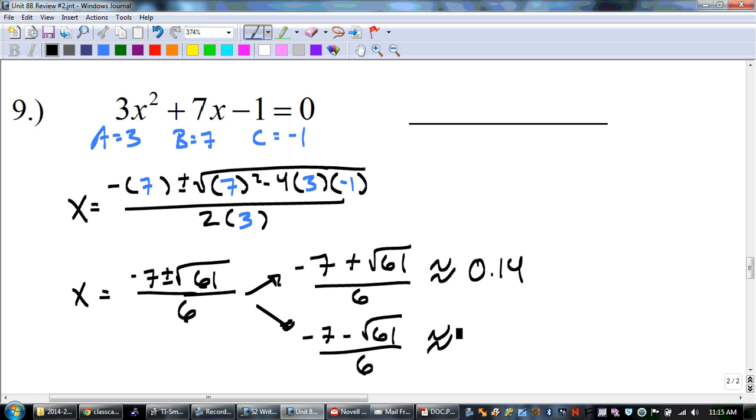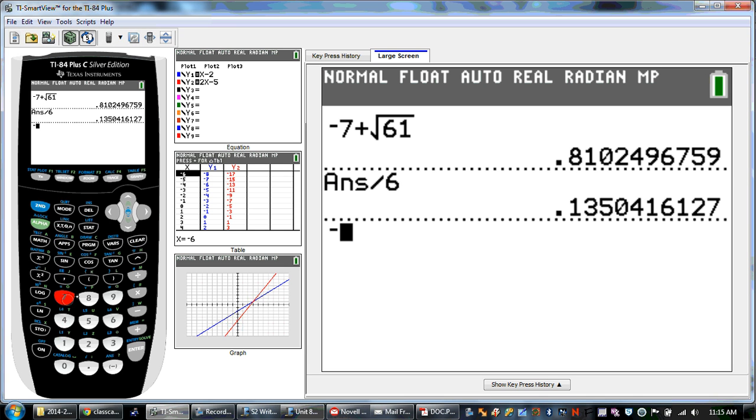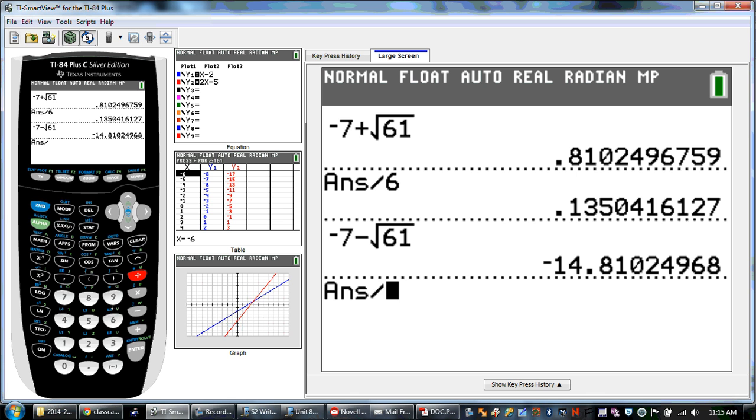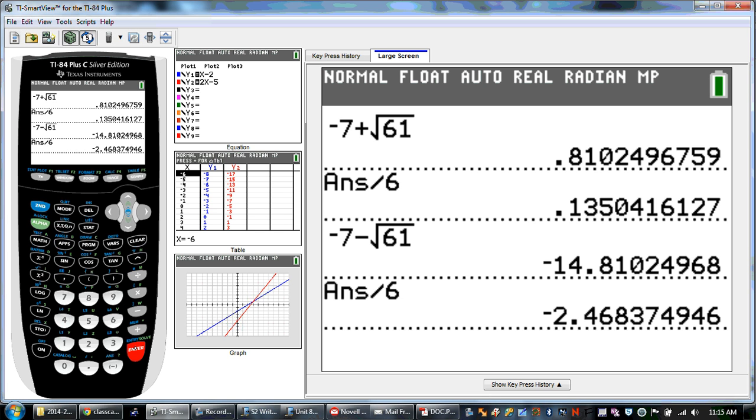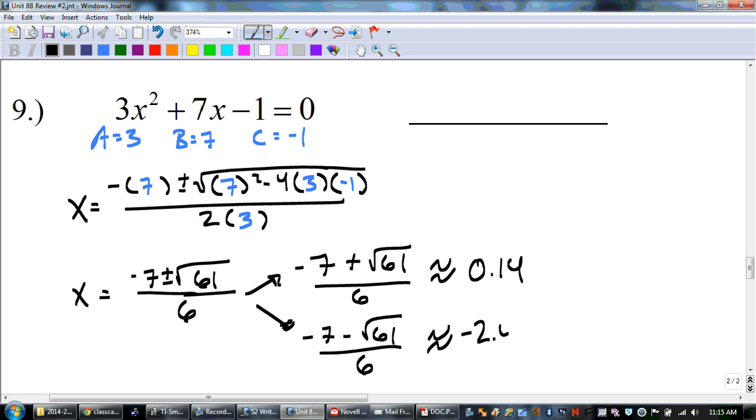Okay, I'm probably going to have to round this one too. So let's go ahead and do that one together too. We have -7 minus the square root of 61. Find out what that equals. And then I'm going to take that number and divide it by 6. And we get -2.47. So as I write my answer here, make sure I'm putting them in order.